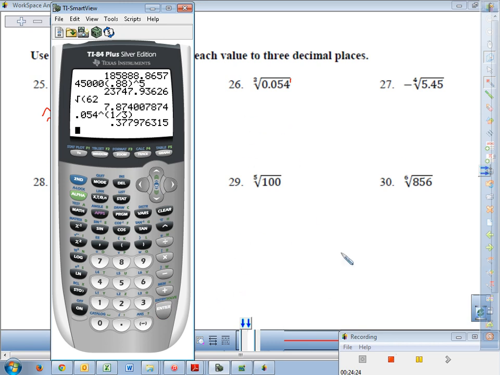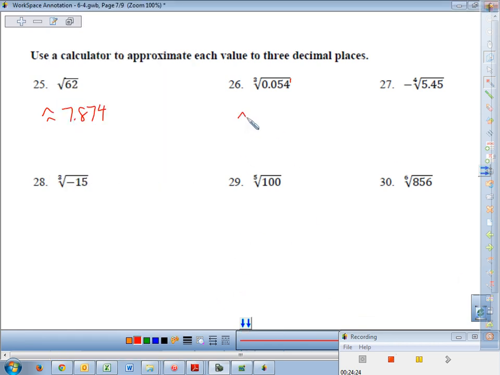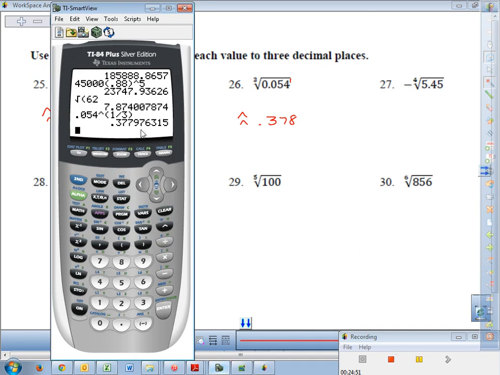Round to 3 decimal places, so about 0.378. Wait a minute, let me look at it again. About 0.378. Correct? So how do you take a fourth root then? If you want a fourth root, what power would you raise it to? 1/4 power. If you want a fifth root, you raise it to the 1/5 power. Get all these puppies done for me.